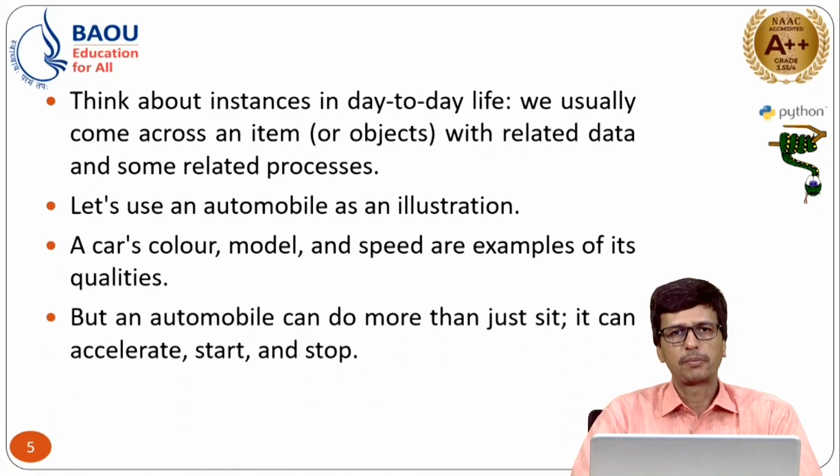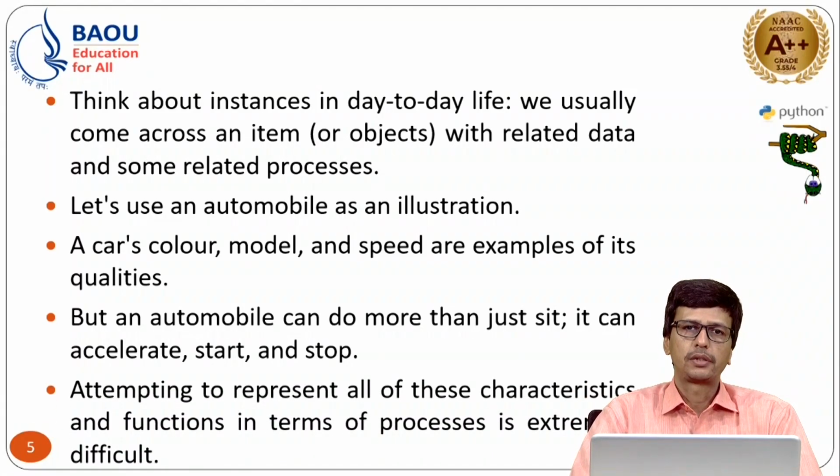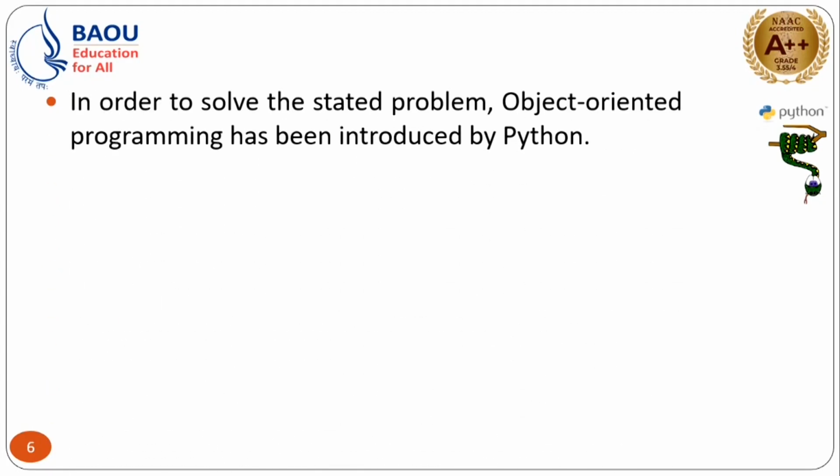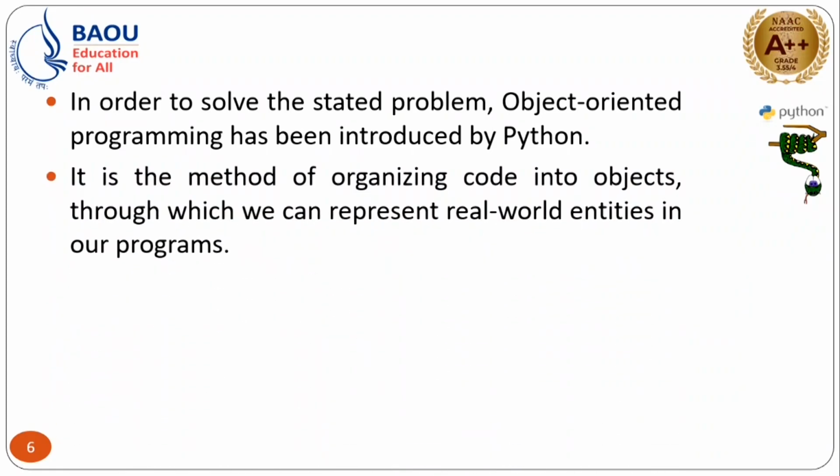Let us say one example. Say for example, you are having a car, having different color, different model, different speed, right? Different features, or you can say different properties are there. But it is not only these properties. Car has some different operations also. So think about any object or anything that has multiple features and multiple processes. So the processes are increased, and if you want to tackle all these processes in procedure oriented, then it is quite difficult.